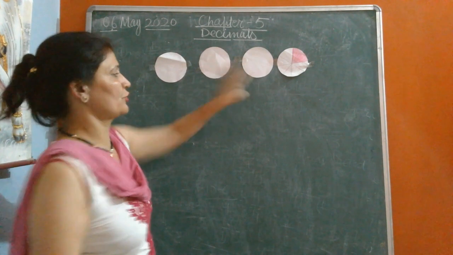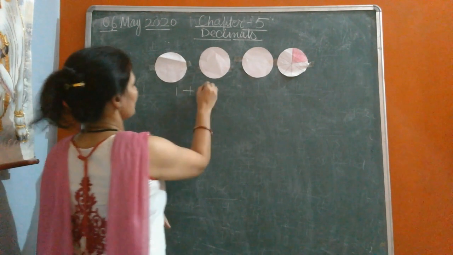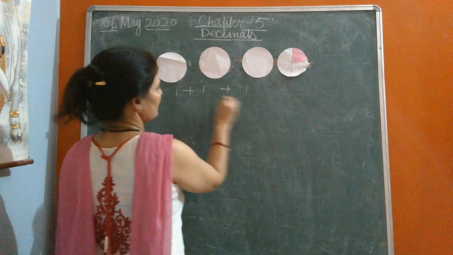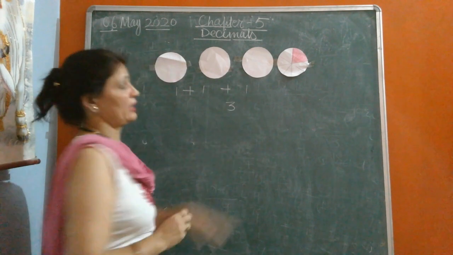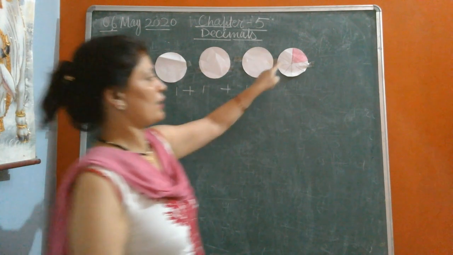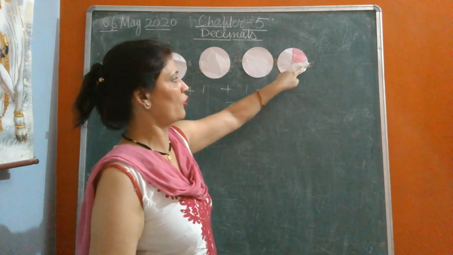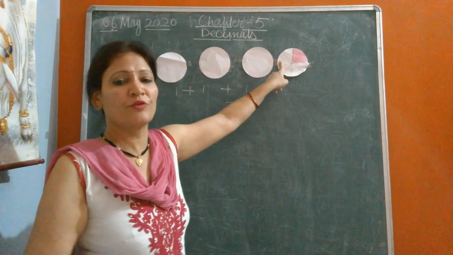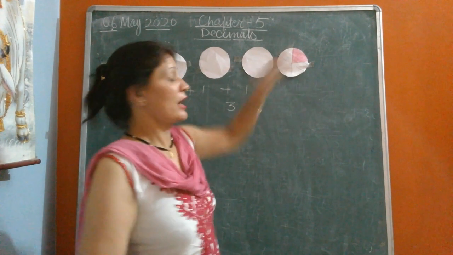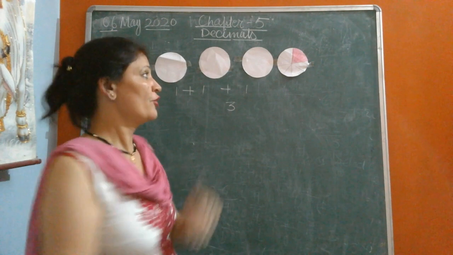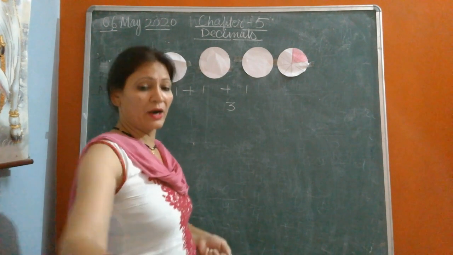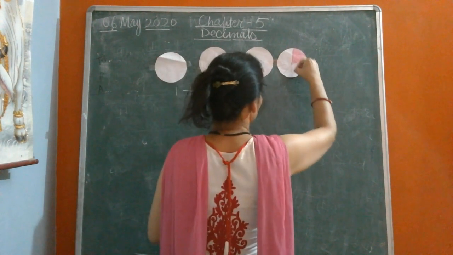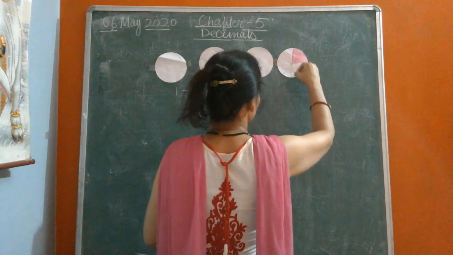1, 2, 3. So 1 plus 1 plus 1, we can write 3. And the 4 circles have 1, 2, 3, 4, 5, 6, 7, 8 parts. How many parts are there in 4 circles? 8 parts. And 2 circles are filled. We can draw one more part in this circle. There are now 10 parts.